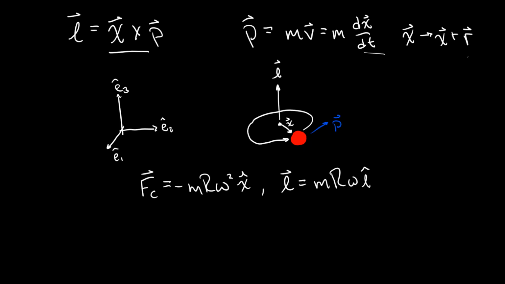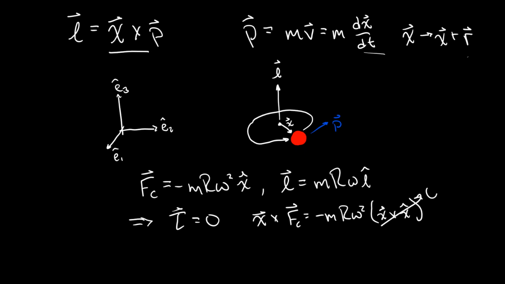But okay, so we know that angular momentum is conserved, which means that I have no torques acting on this system, right? And we can obviously see that because x cross Fc is m r omega squared x cross x hat, which is obviously 0, because x and x hat are always going to be parallel.